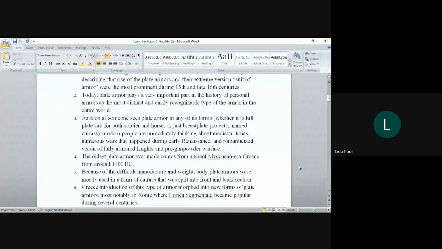None? Yes, ma'am. No adverb. What about "just"? "Just as breastplate" is an adverb. Okay, just as an adverb.